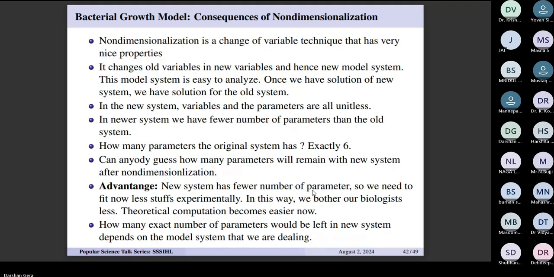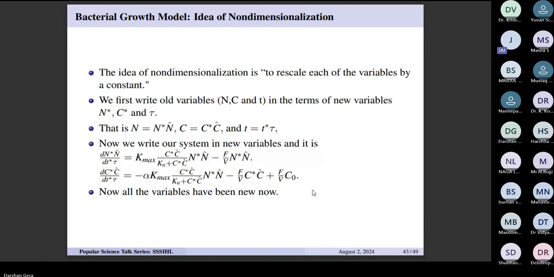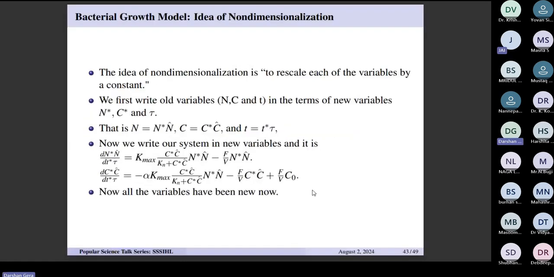Now you see how we introduce the new variables. You are going to rescale each of these variables by a constant. For the variables N, C, t, we use the new variables N cap, C cap, and tau. So N equal to N star N cap, C equal to C star C cap, and t equal to t star tau.